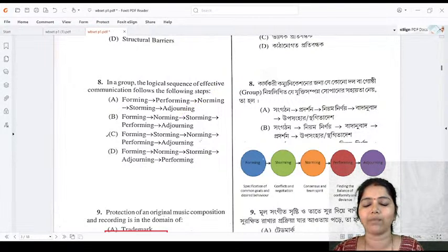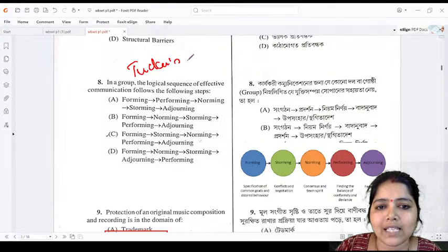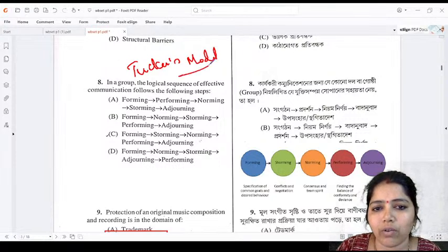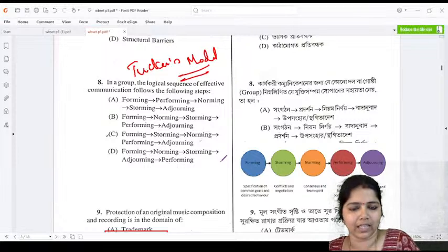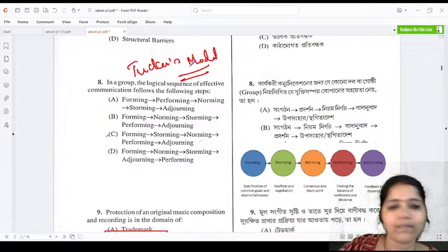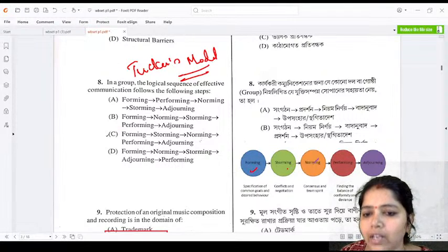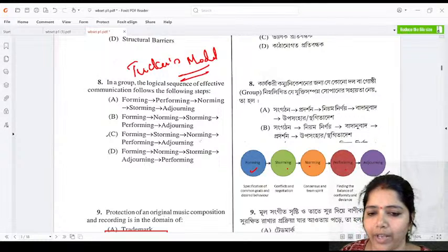Next, in a group, the logical sequence of effective communication. Actually, this communication is Tuckman's model. It is Tuckman's model of communication. And according to Tuckman's model of communication, effective communication will be done in this form: forming, storming, norming, performing, adjourning, right?